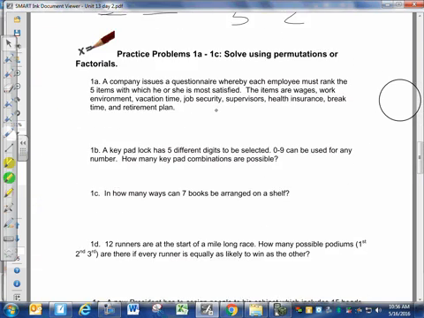Couple practice problems, and then you guys are going to do the homework. We'll have plenty of time to do that and to check it before we go take our picture. A company issues a questionnaire whereby each employee must rank the 5 items in which he or she is most satisfied. The items are wages, work environment, vacation time, job security, supervisors, health insurance, break time, and retirement plan. That's a total of 8 items.